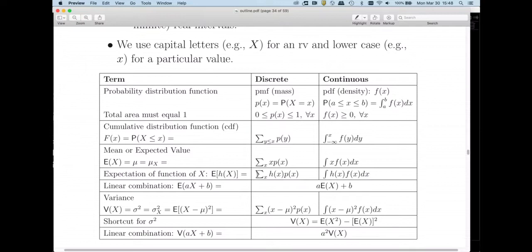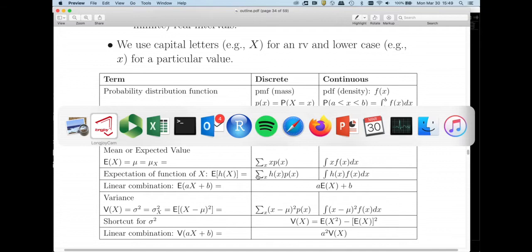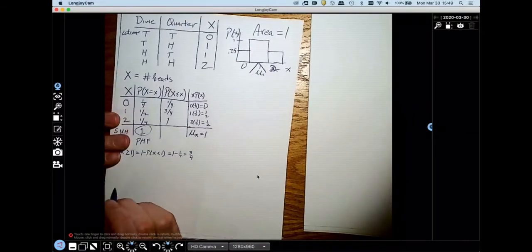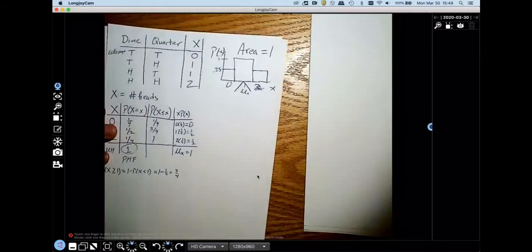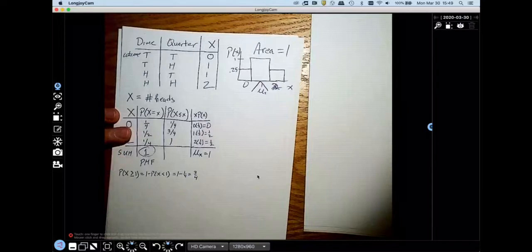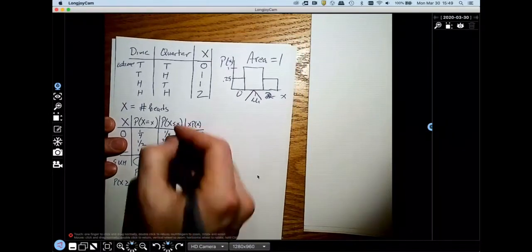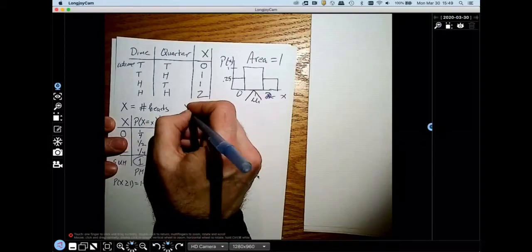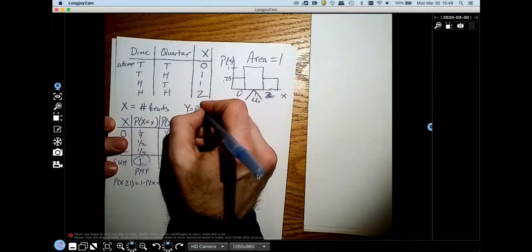You also would have learned how to find the expectation of some function of a random variable. So let's go see how that works. I'm going to define myself another random variable. Let's say that this is some sort of a gambling game, and so y is the payout.